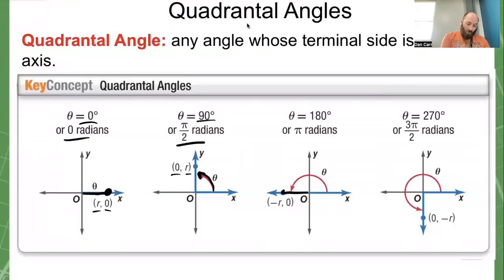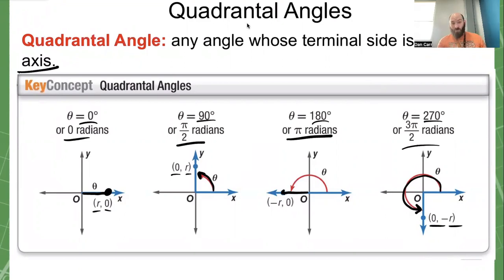Here we got negative r, 0. That's for 180 degrees or pi. And if I go all the way to here, that's 0, negative r, and that's 270 degrees or 3 pi over 2 radians. So those are their positions. Again, quadrantal angles are ones where it's on an axis, either positive or negative x or positive or negative y.